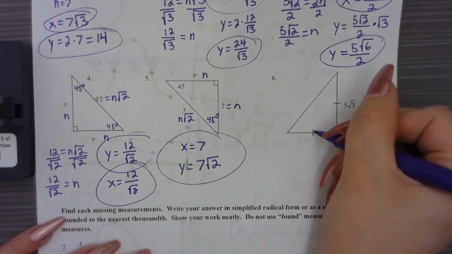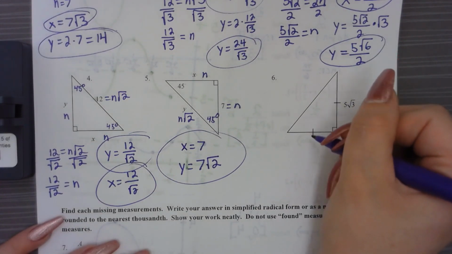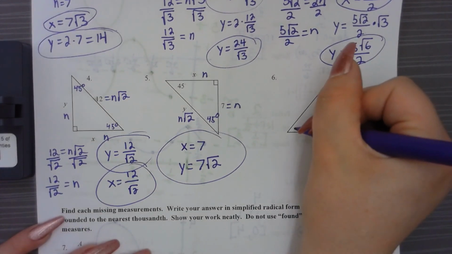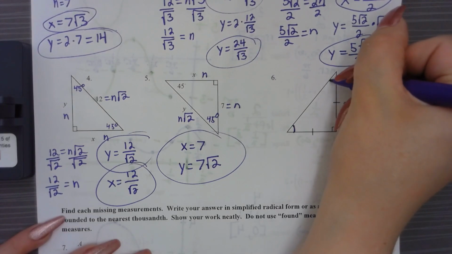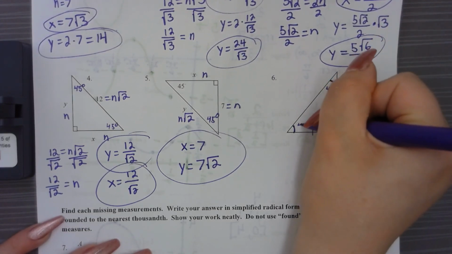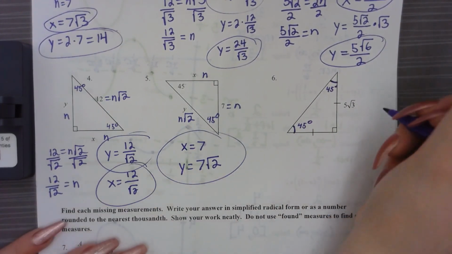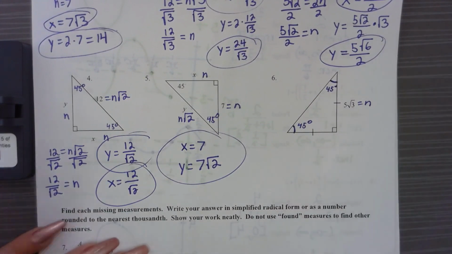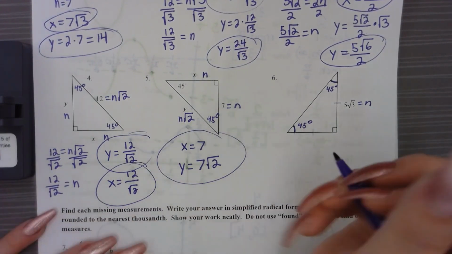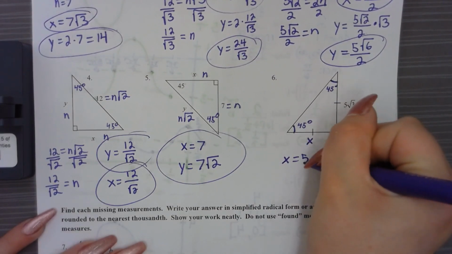And for the last one, these tick marks mean that this is an isosceles triangle, meaning that these leg lengths are the same. So that also means that these two angles are the same, and the only way that can work is if both of these are 45 degrees. So we have another 45, 45, 90 triangle. So again, those legs are equal to n, so that means 5 square root 3 is equal to n. I'm going to call this x, so that means that x is also equal to 5 square root 3.